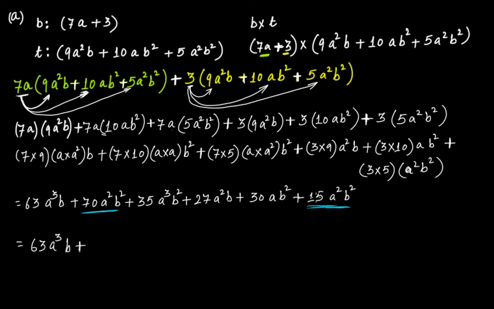When you add these two like terms, simply add the numbers together. That is 70 plus 15 is 85. Then write a squared b squared, the algebraic factors. Then this is 35 a cubed b squared, then 27 a squared b, then plus 30 a b squared. So this is your product of binomial, multiplication of a binomial by a trinomial.